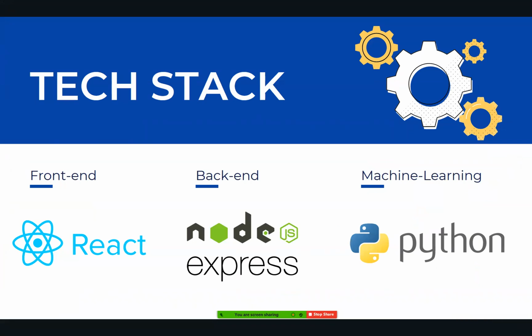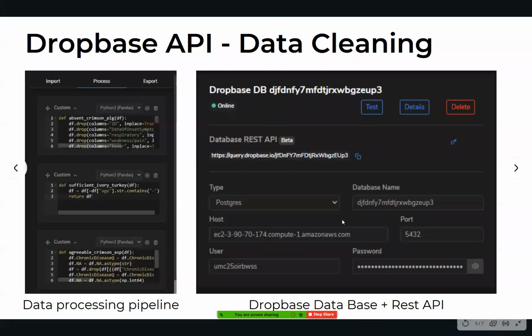Here's the tech stack used in our app. Via Dropbase, we were able to import raw data using CSV files and complete data processing based on our needs. After processing, we were able to export the data and set up a live database under REST API. This allows us to continuously improve and update our data as we need.